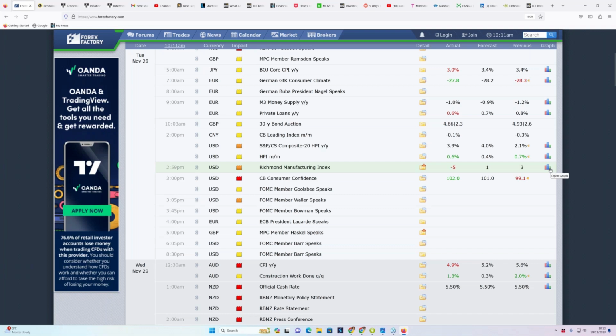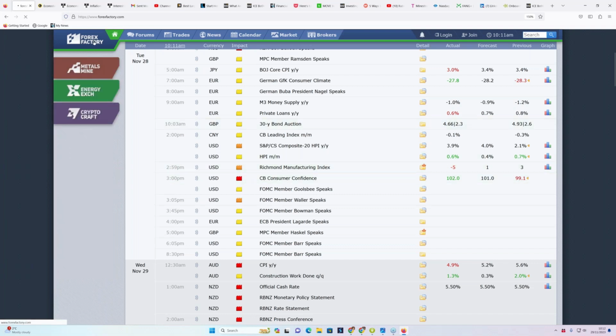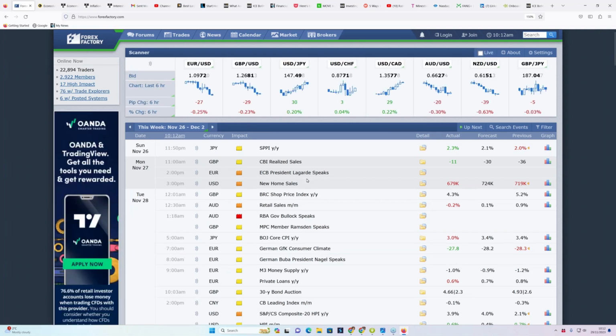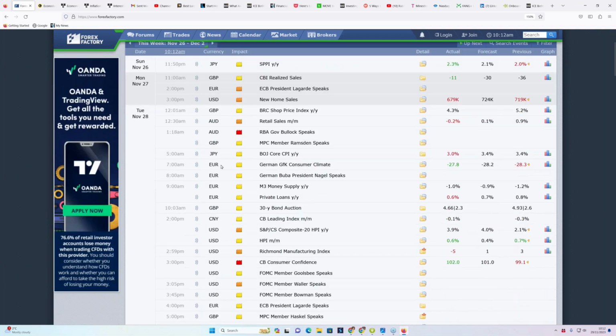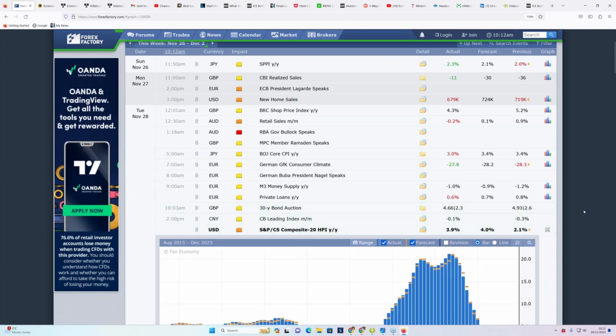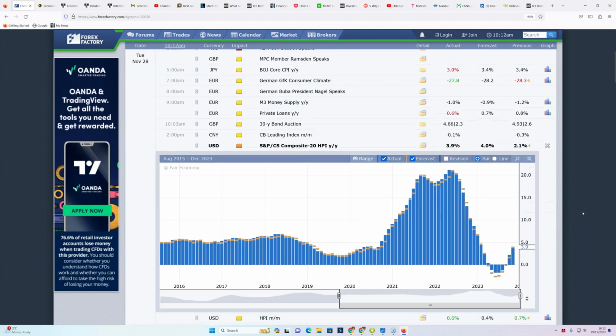Because we have to remember that data can be read like a chart. You present a graphic, so you can expand it up here, and you can see what the trend is, if there is a trend. I just picked one at random, the S&P composite. And you can see it's been rising, then falling, and now it's on the rise again.